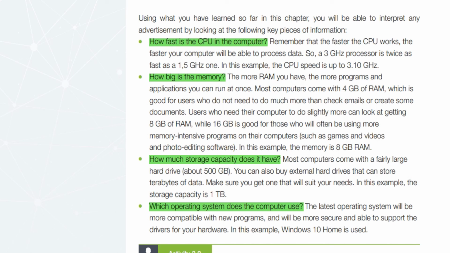The latest operating system will be more compatible with new programs and will be more secure and able to support the drivers for your hardware. For the example above, Windows 10 Home is used.